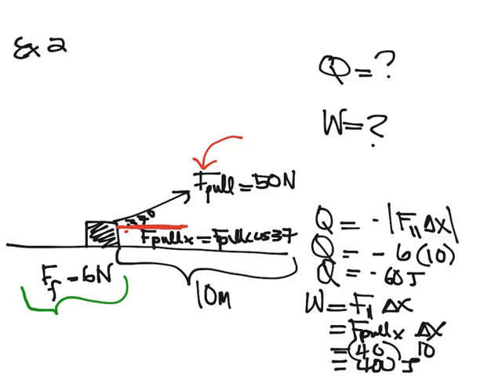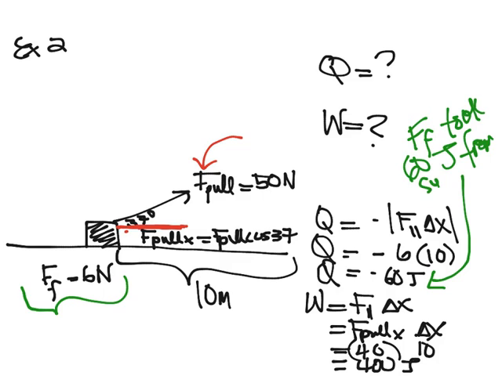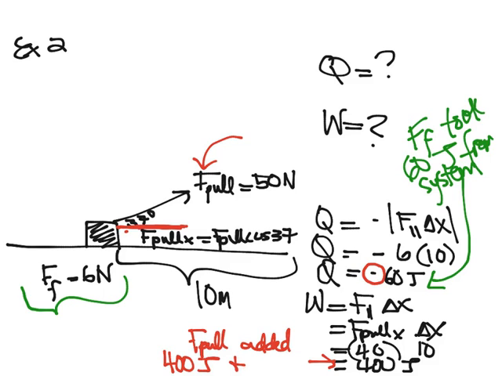Okay, and so when we think about how the energy of the system is changed, because the heat is negative, we say that friction took 60 joules away. And I'm going to just write F_f took 60 joules from our system. Okay, and that taking away is because of our negative sign. The work was positive, so we say that F pull added 400 joules to the system.